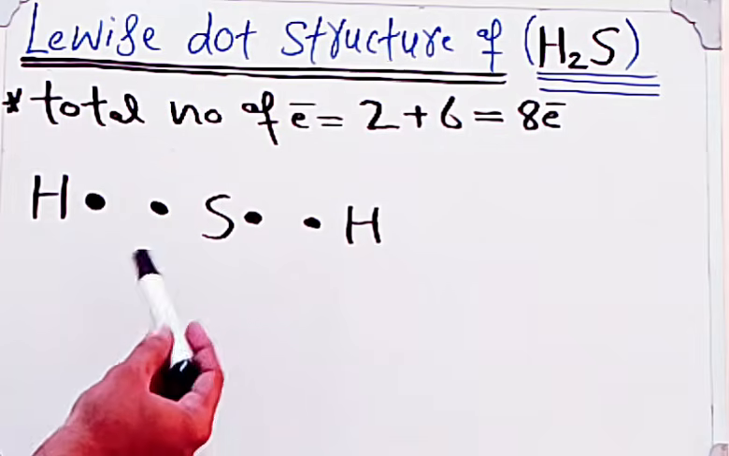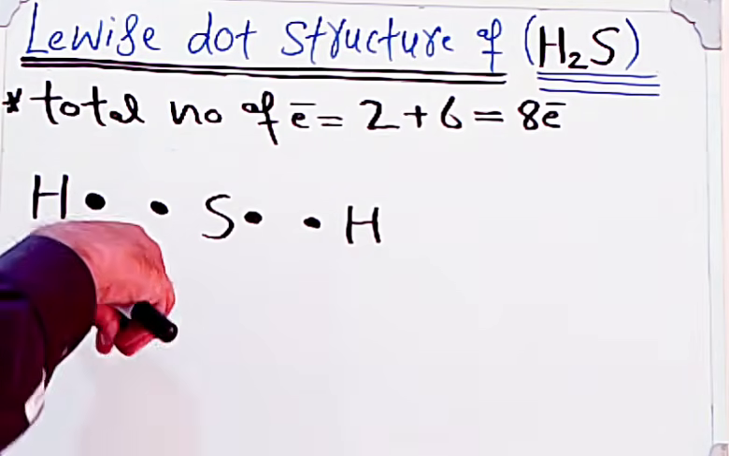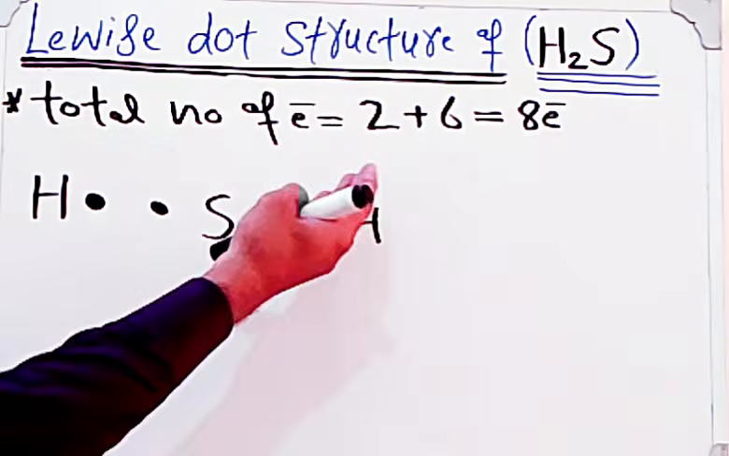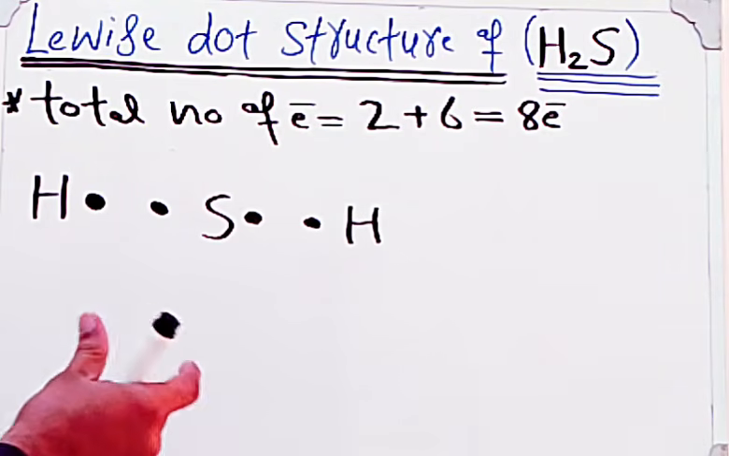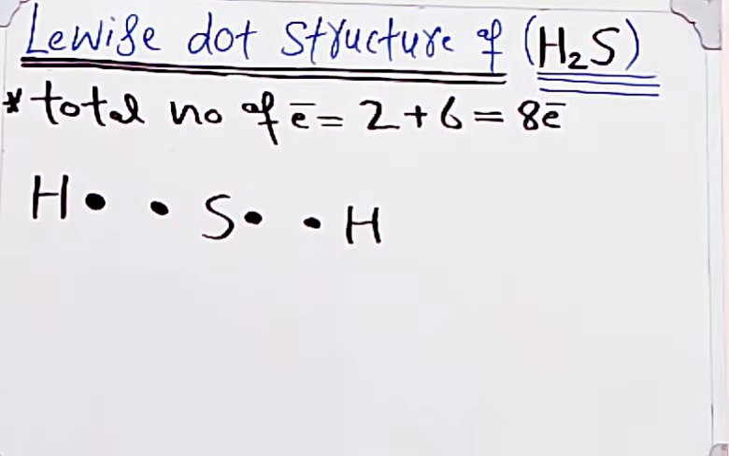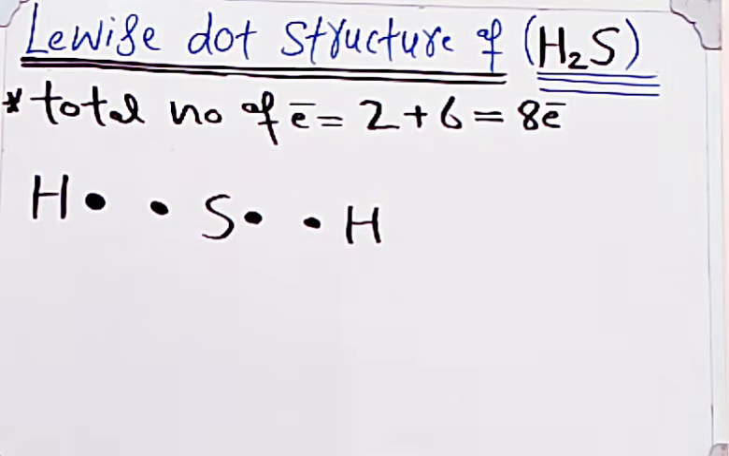Students, we know that in writing the Lewis structure, the less electronegative atom is present in the center, and we know that hydrogen is less electronegative than sulfur. But the other rule is that a hydrogen atom is always present outside the molecule. That's why the hydrogen atoms are present outside the molecule.